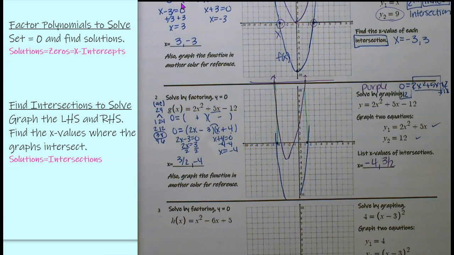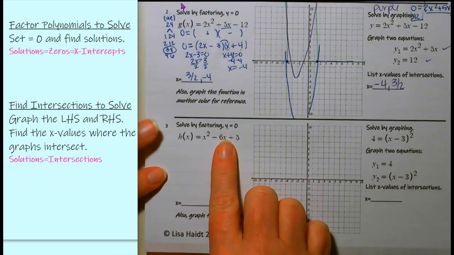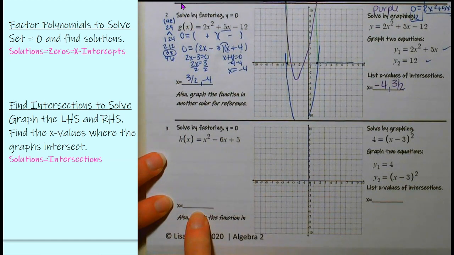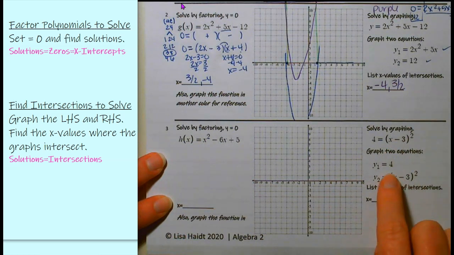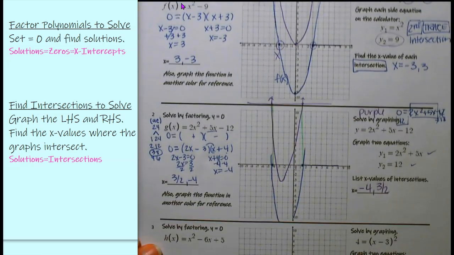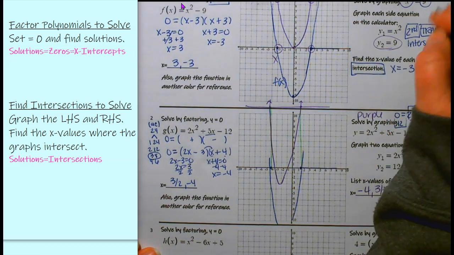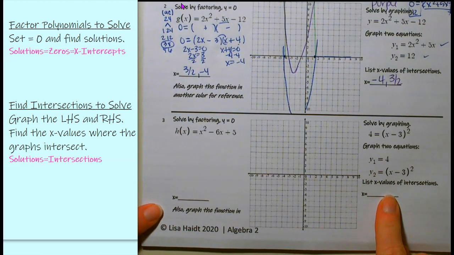So now what I want you to do is solve this third one by factoring. So factor it, set it equal to 0, and write your answers here. Then I want you to solve this one by graphing. I want you to write in 4 and (x minus 3) squared and find the intersections. Don't forget that it's second trace and the number 5 was intersection. And you're going to find the two values where they cross.